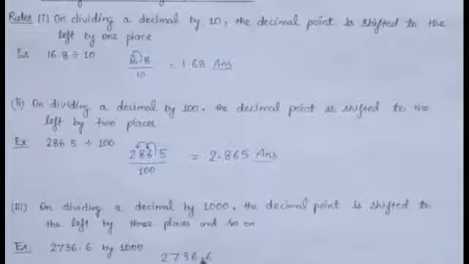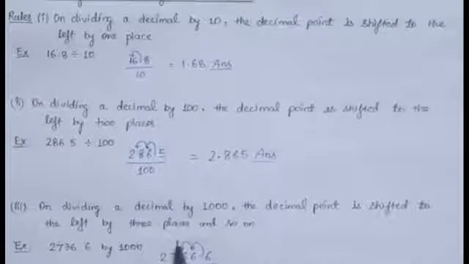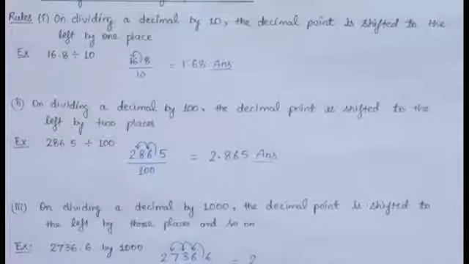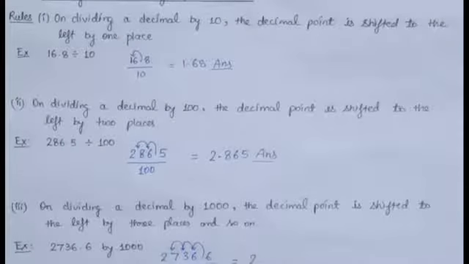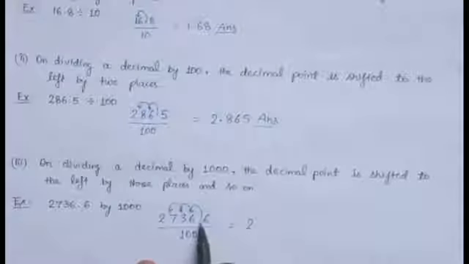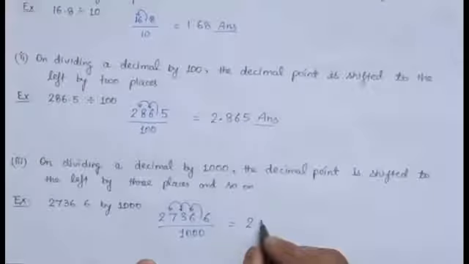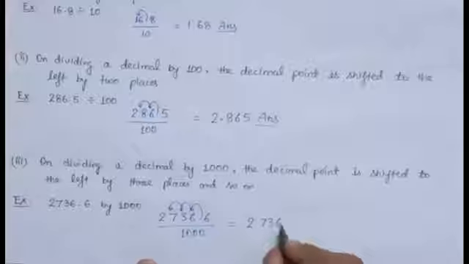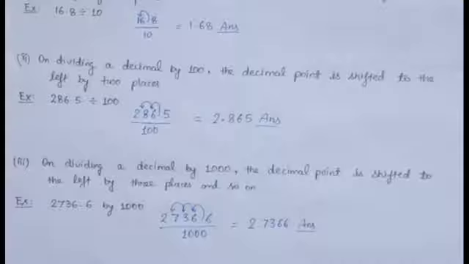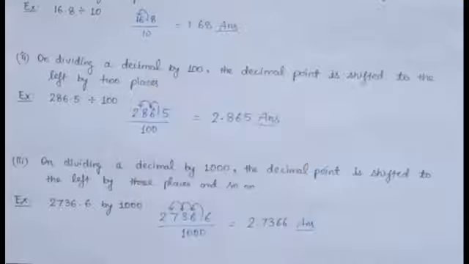So this is our decimal point. If we shift this decimal point, this is one place, this is two places, and this is three places. So our answer will be 2.7366, as we have shifted the decimal point by one place, two places and three places. This is our required answer. So students, I hope you have understood how to divide a given decimal by 10, 100 and 1000.